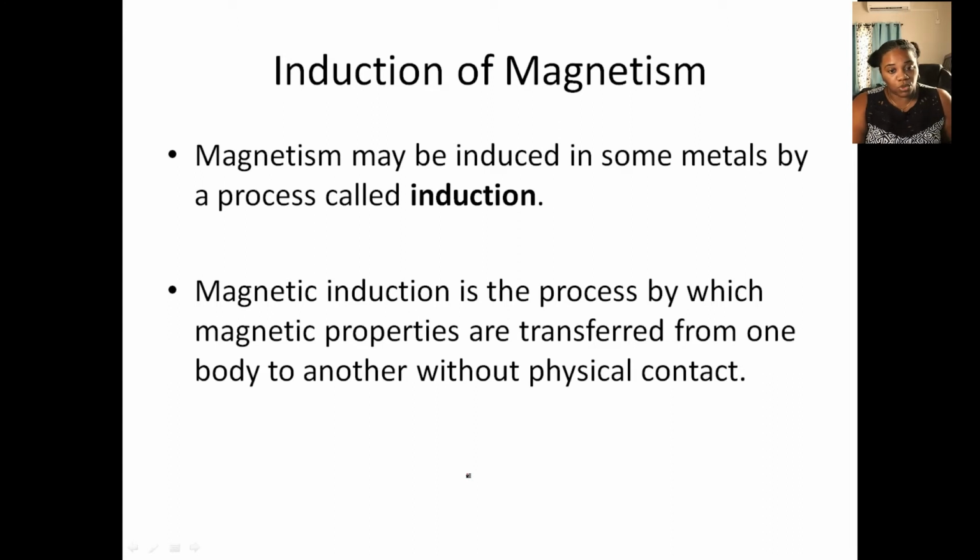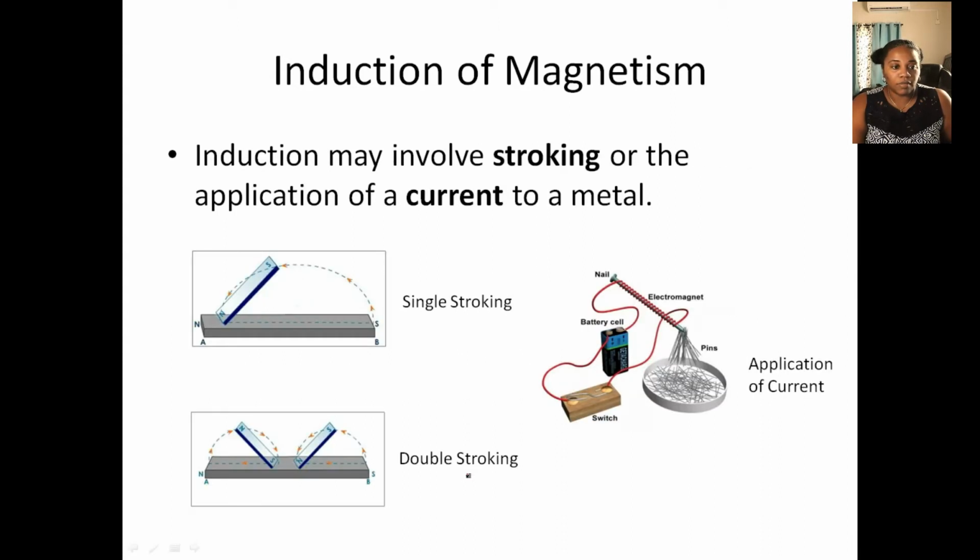Magnetism may be induced in some metals by a process called induction. Magnetic induction is the process by which magnetic properties are transferred from one body to another without physical contact. Induction may involve stroking, which is a form of rubbing, or application of a current to a metal.